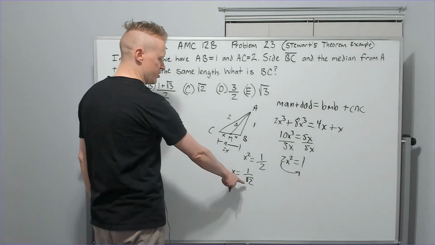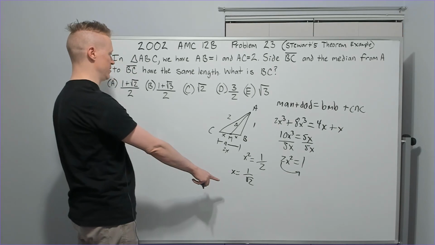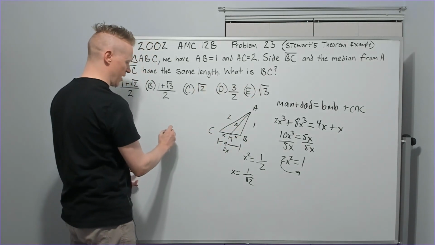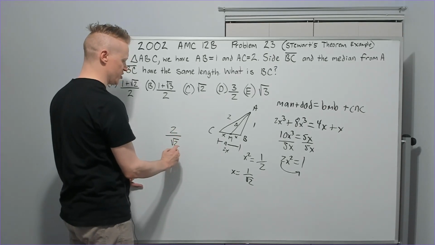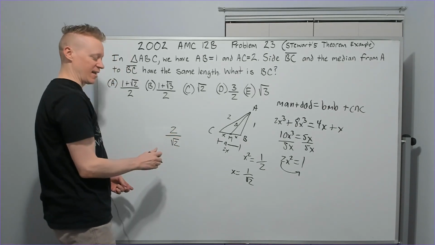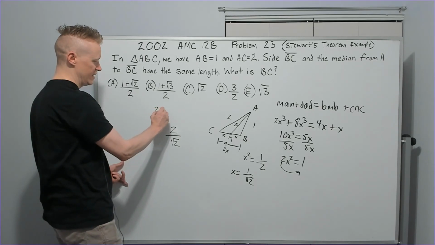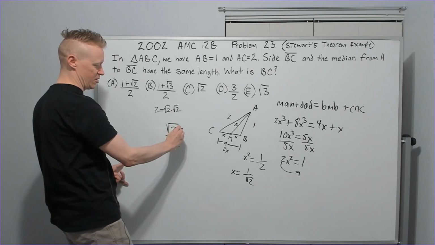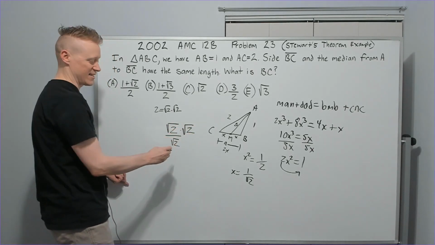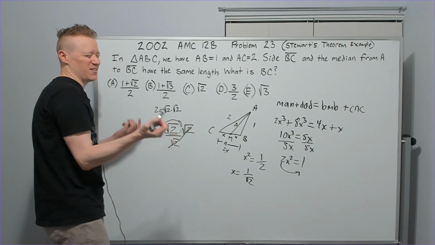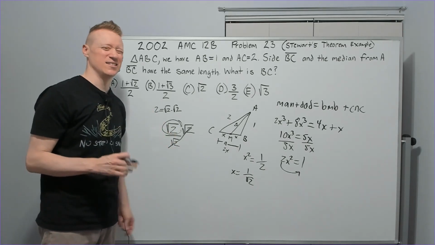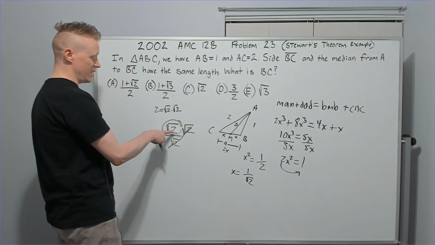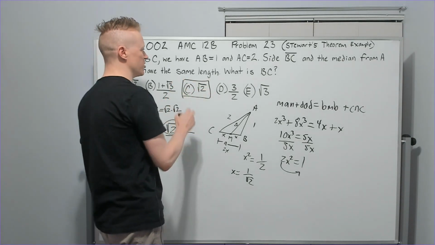So 1 over root 2, but that's not the answer. We want to know what BC is. BC is 2x, so I want 2 over root 2. And a cool trick I like at the end of these kinds of problems, you can turn 2 into root 2 times root 2, right? So I can just attach the root 2 here, put times root 2, and it's the same thing, so I cancel. I know it's only a couple seconds, but for me it's a little faster and it looks cool in my head. Just to me, not to anyone else. Anyhow, that's going to be it. It's going to be root 2, answer choice C.